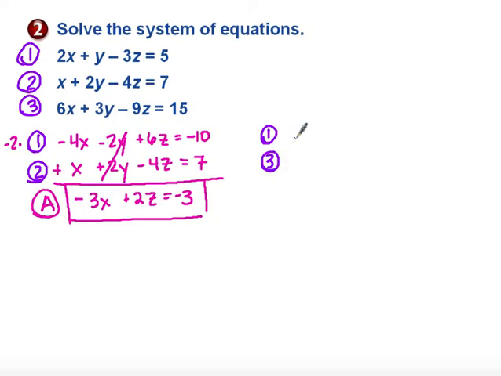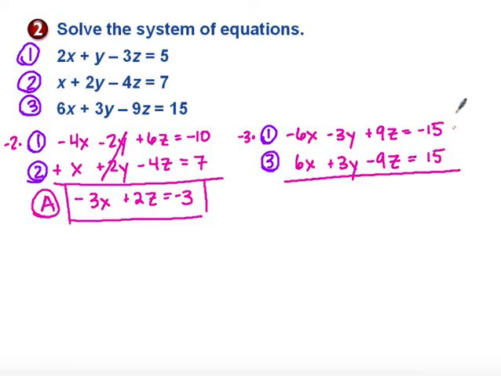And if I'm going to get rid of y's, I'm going to need to multiply number 1 times -3. So that's going to give me -6x, -3y, plus 9z equals -15. And then I don't need to multiply number 3; I'm going to use number 3 as is. What I notice here is that things start canceling, giving me a 0. On the right-hand side, I also get a 0.